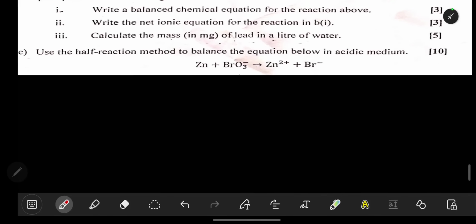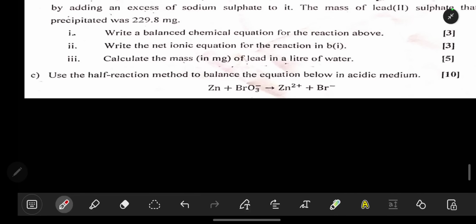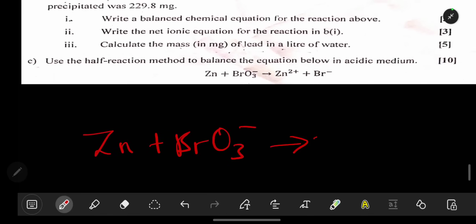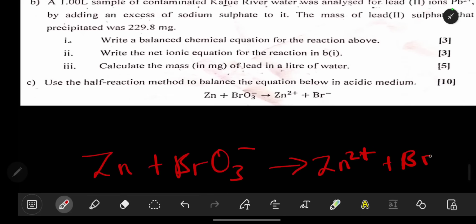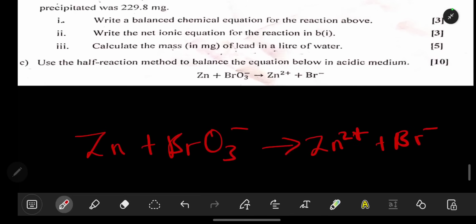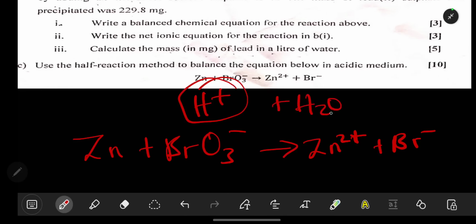So looking at this other one, use the half reaction method to balance the reaction below in acidic media. So if we have our Zn plus our BrO3 negative to produce our Zn2 positive plus our Br negative. So we are required to write the half reaction to balance in acidic media. Remember, an acid produces a hydrogen ion, so we are going to add hydrogen because we can play around with hydrogen. It is ever present, and we can add water when balancing in acidic media.